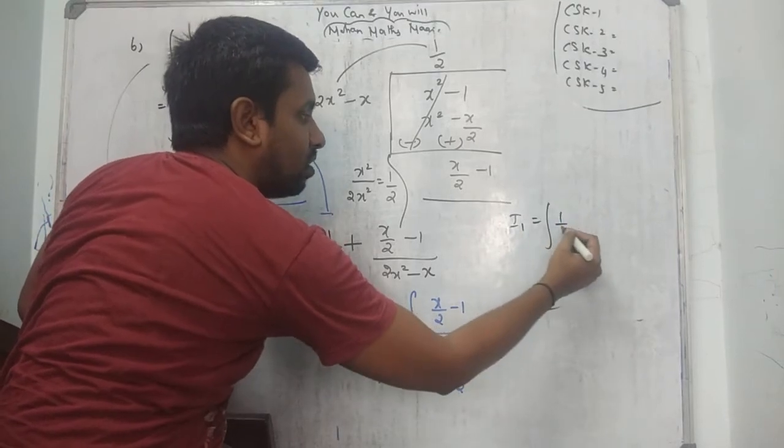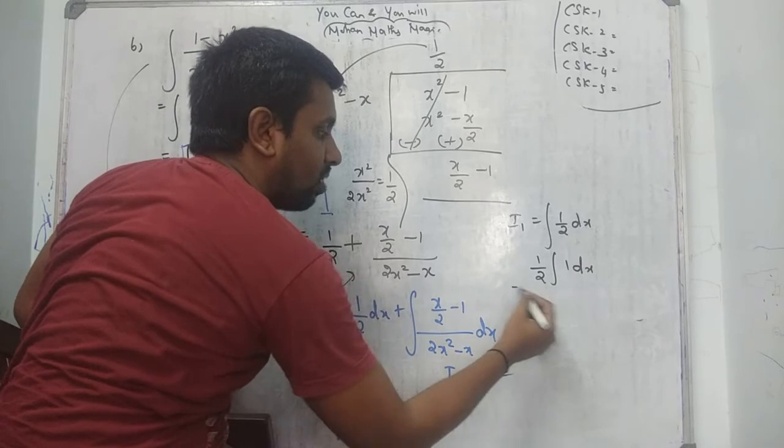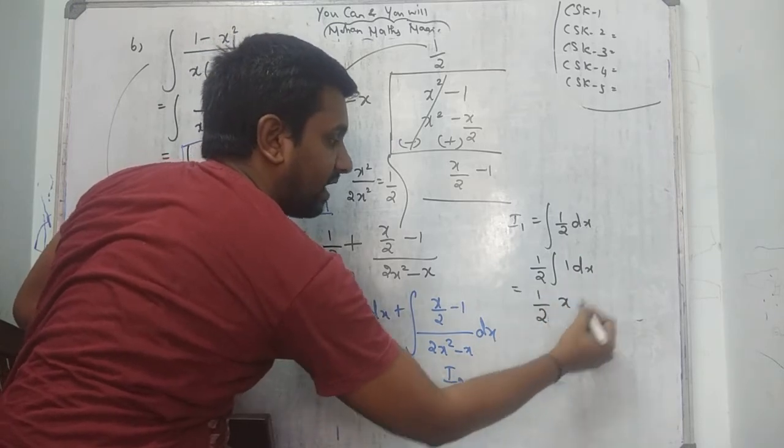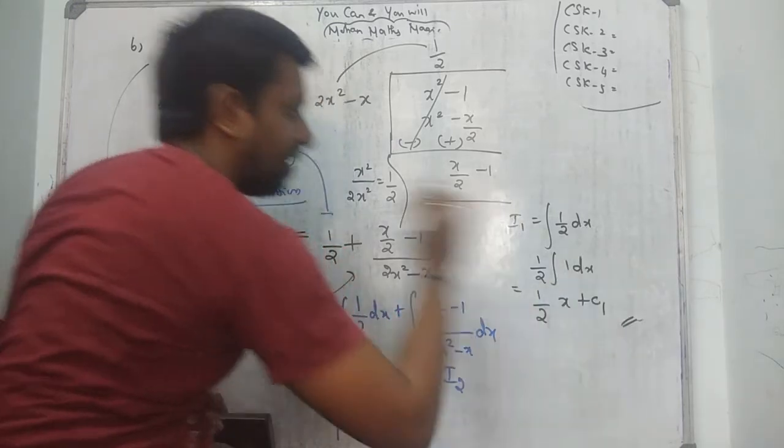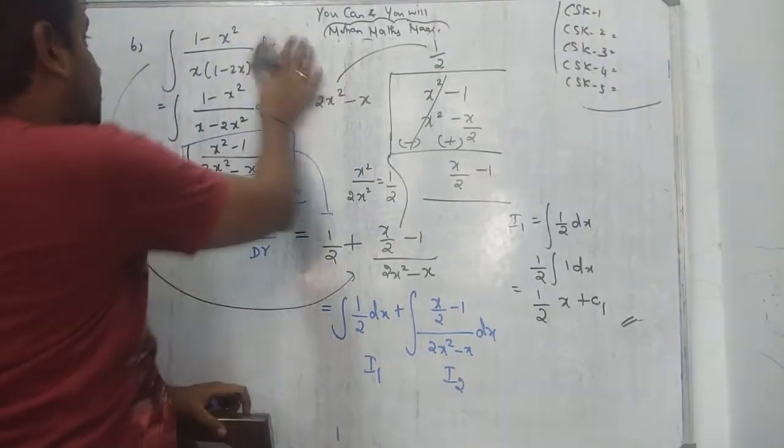I1, 1 upon 2 dx. Now take 1 upon 2 outside. Now the constant 1 upon 2, integrate 1 and you get x plus c1. Finish it off, I1, you get the marks. I2, use the partial fractions.